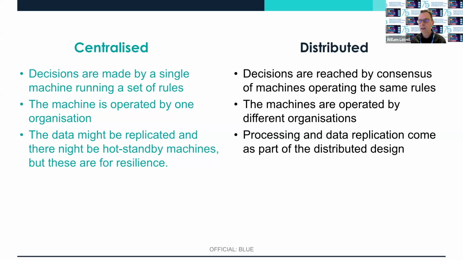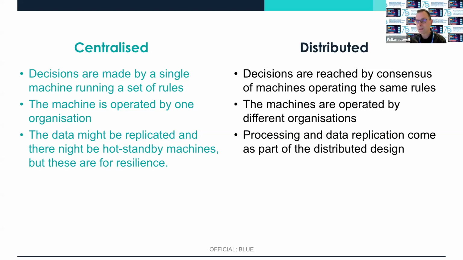Data might be replicated, and quite often replicated over long distances to give geographic resilience, and there might be hot standby machines, but fundamentally the ledger is operated by one machine. In a distributed system, the decisions are reached by consensus of machines operating to the same rules. This is what you typically see with the cryptocurrencies, but there are enterprise versions of that technology as well. The machines can be operated by different organizations. Sometimes they are, sometimes they aren't.